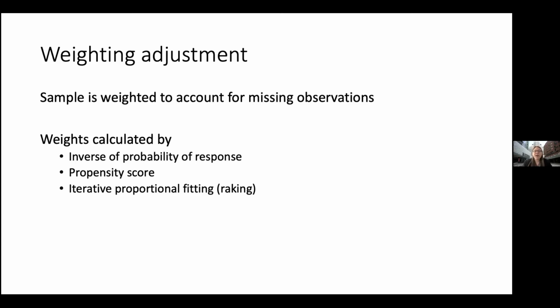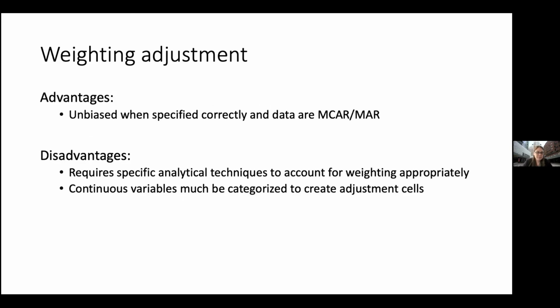So there's three ways that we calculate weights. We can do inverse of the probability of response, where you basically group the data together into these adjustment cells where your observed and missing seem similar, and then calculate the weight that way. You can also use a propensity score model to calculate the weight. And then sometimes if you have target population data, so you'll have like marginal totals for your population that you want to weight to, you'll see sometimes iterative proportional fitting or raking being used to create the weights so that the sample looks like the target population.